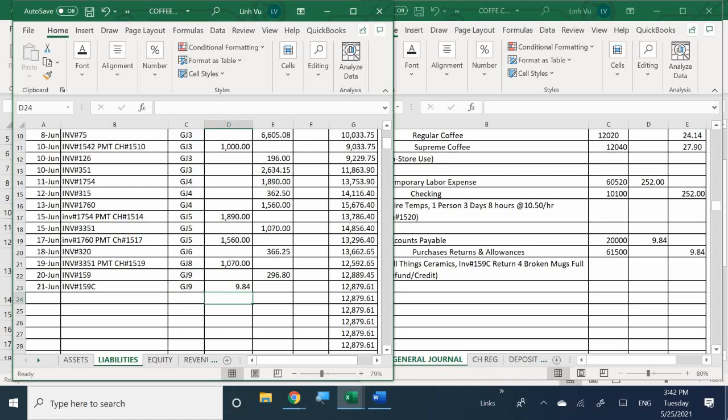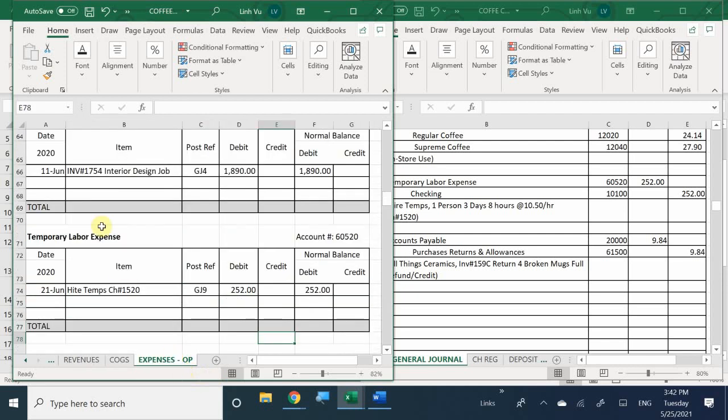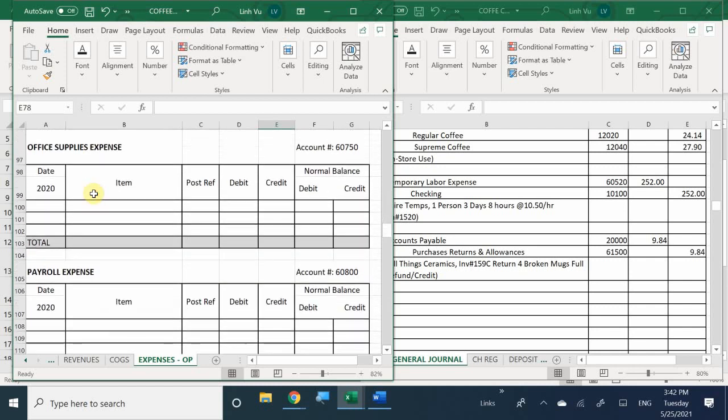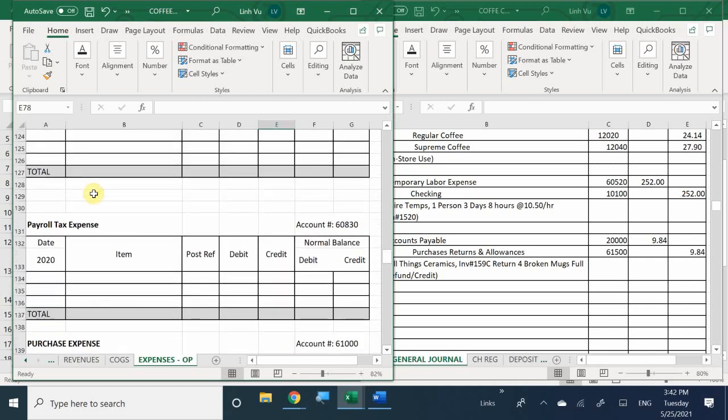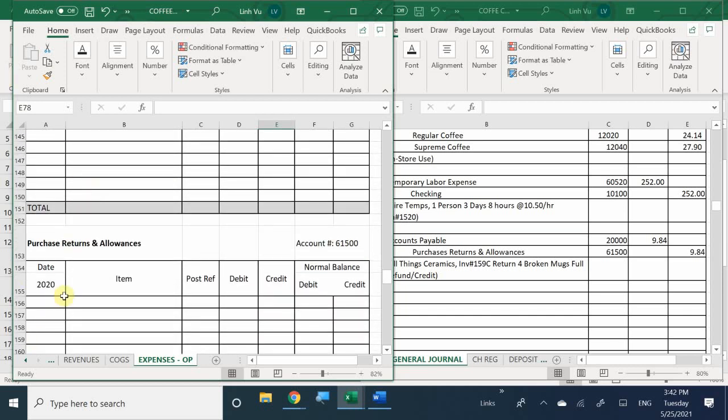From there, we'll go to our expenses, down to the purchase returns and allowances. Expenses. Purchase returns and allowances. Perfect. Got it. I put date 6/21. I put All Things Ceramic and the invoice number. Okay. I'm just going to put invoice number.